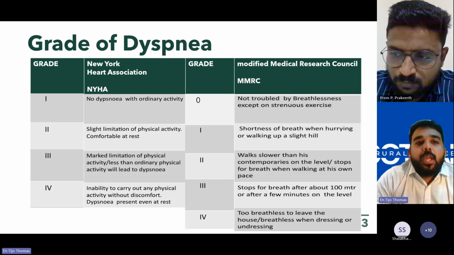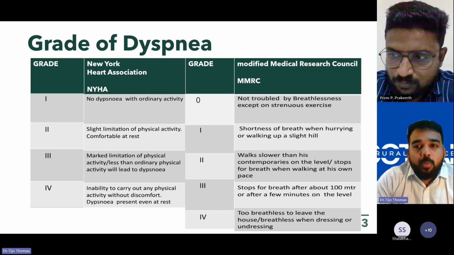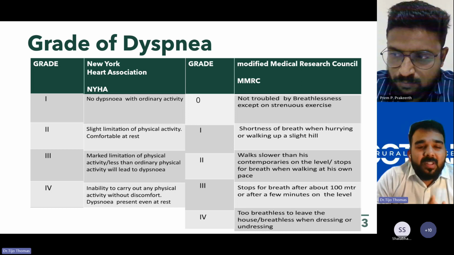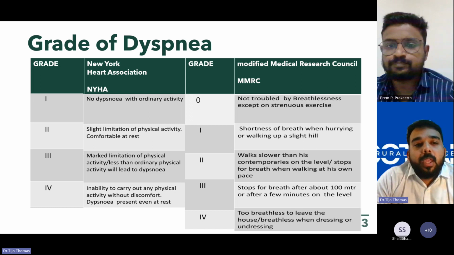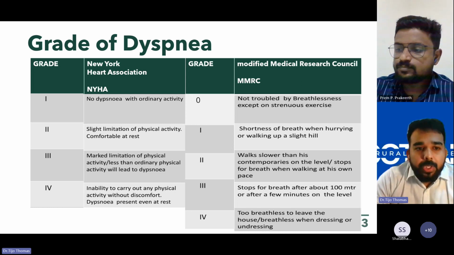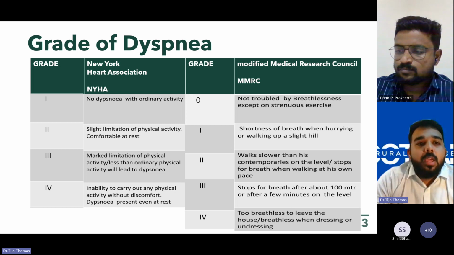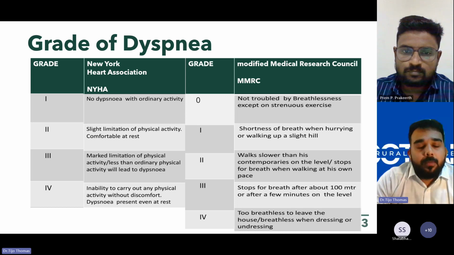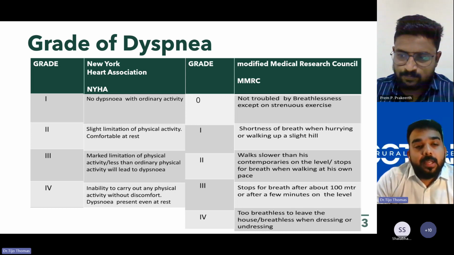Predominantly we use NYHA grading for cardiac-related conditions and MMRC for respiratory conditions, which is not a hard and fast rule. It is something we generally follow. NYHA grading takes into consideration a patient's normal physical activities. NYHA grade 1 is no dyspnea, and grade 2 is slight limitation with physical activity. Grade 3 is dyspnea with normal physical activities, where you don't expect the patient to have dyspnea. And grade 4 is dyspnea at rest.